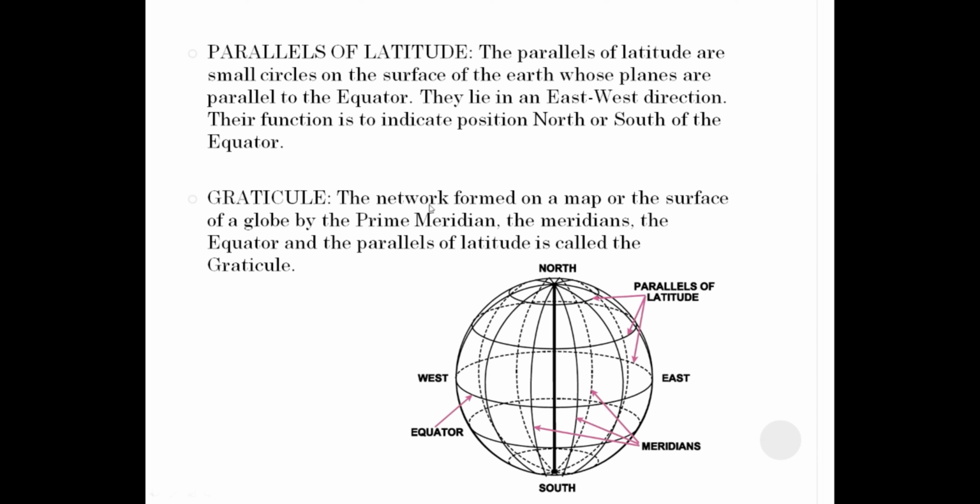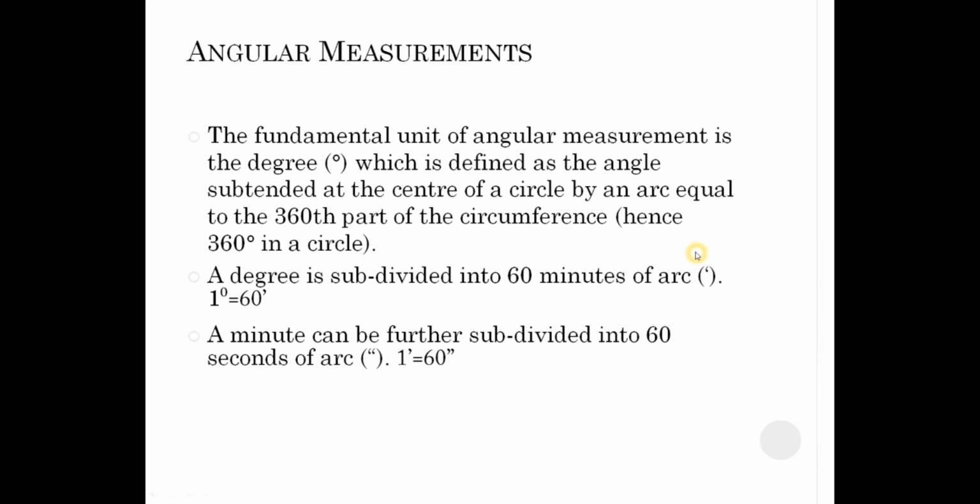Okay, then graticule. The network formed on a map or the surface of the globe by the prime meridian, the meridians, the equator and the parallels of latitude is called the graticule. So this whole combination is called the graticule, in which you have parallels of latitude, you have meridians, you have the prime meridian, this one, right? So that is called the graticule.